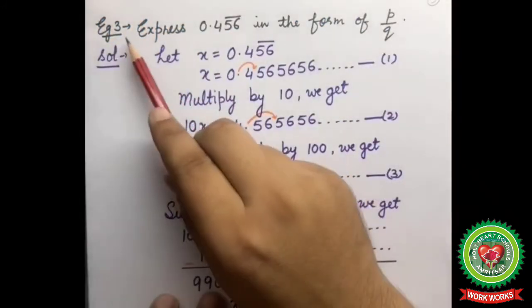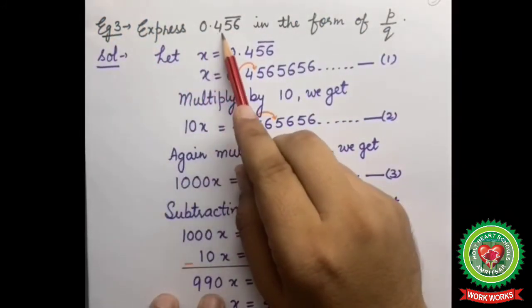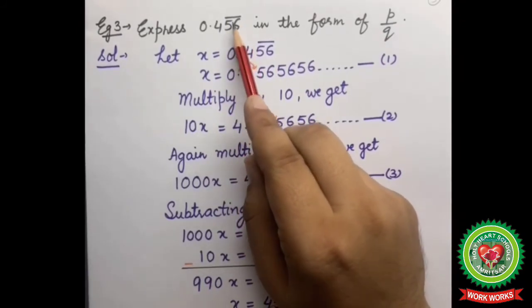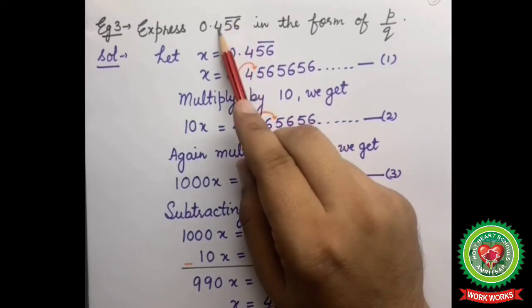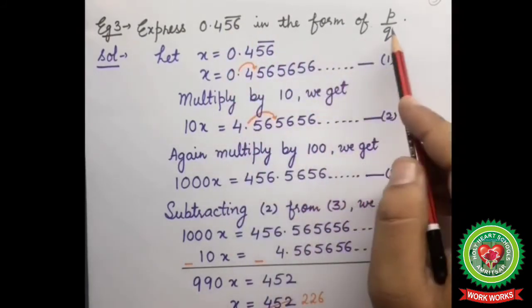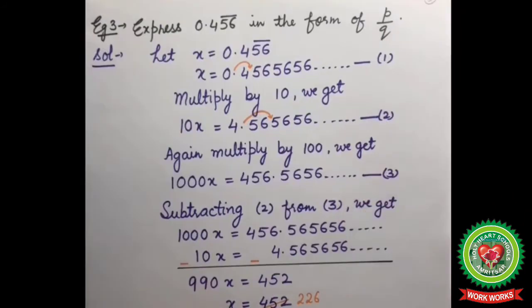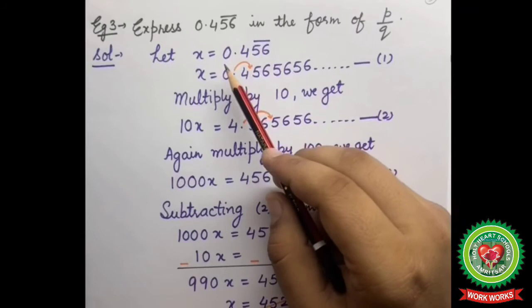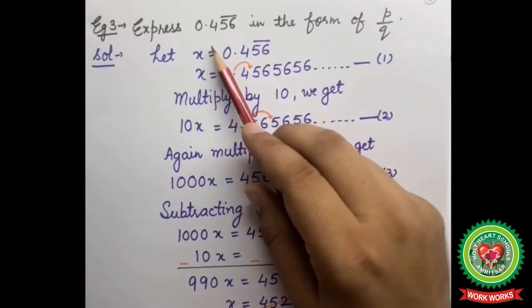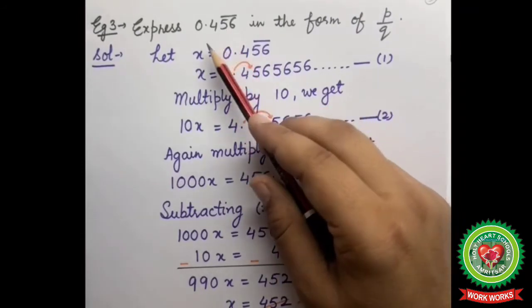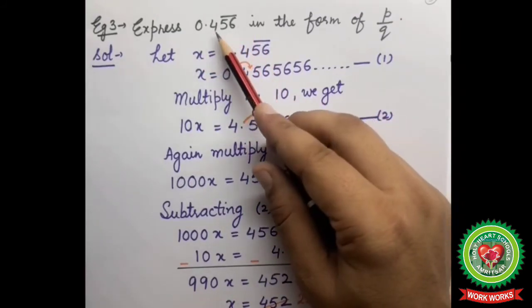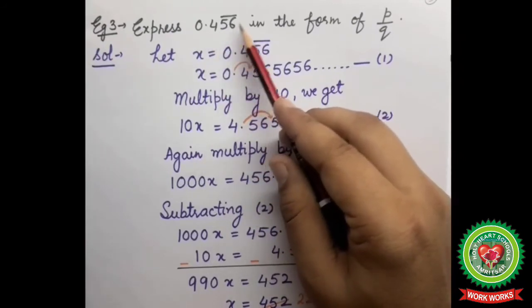The next example is express 0.456 bar. Here the bar is only on the digits 5 and 6, not on 4, in the form of p upon q. Here in this sum, one more step will be added, as all the digits after the decimal are not being repeated. The first digit after the decimal is not being repeated. The other two digits are being repeated.